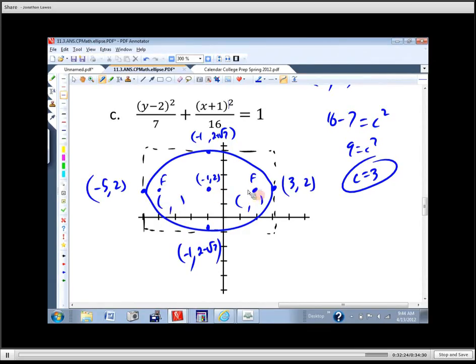So if I go over 3, this is going to be 2, 2. And if I go back 3, this is going to be -4, 2. Okay? Got everything there, right? Any questions?